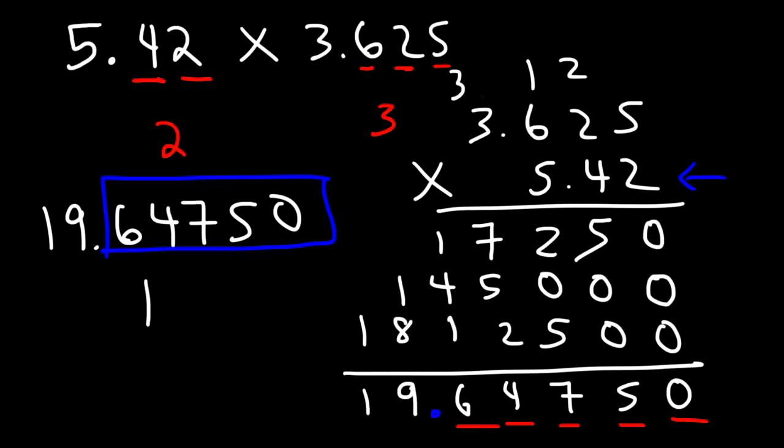However, we really don't need this other 0. So if you were to type this in, let's say into your calculator, let me go ahead and do that. The calculator won't show you the 0. It's going to display 19.6475. And so it only shows 4 digits to the right of the decimal point.